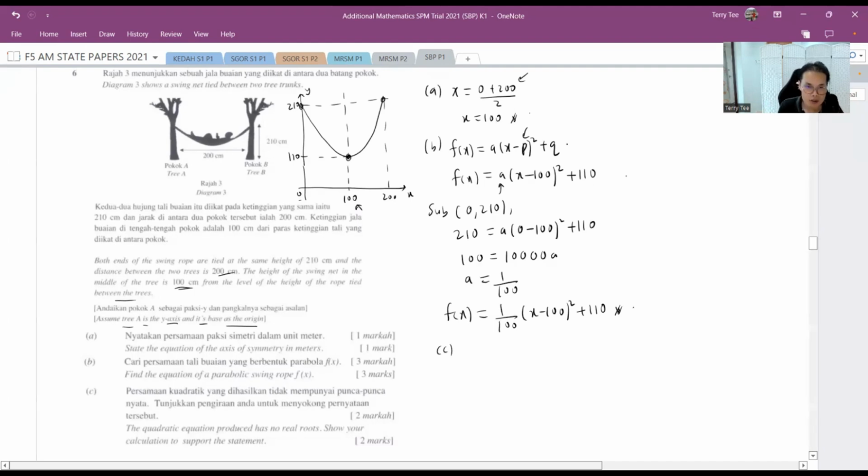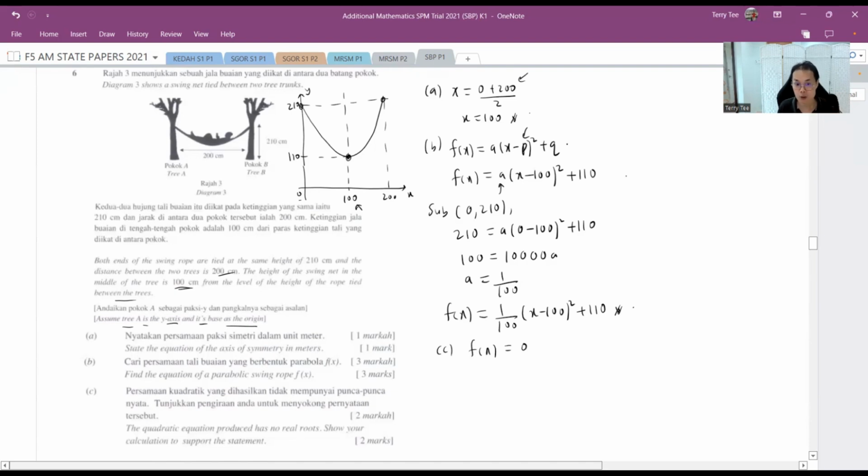All right. So the question never asks you to write in any form, but we can actually write in this vertex form. I think it's good enough. Okay, next one. The quadratic equation produced has no real root. Show your calculation to support the statement. Actually, they should say the quadratic equation f(x) equals 0 has no real root, right?